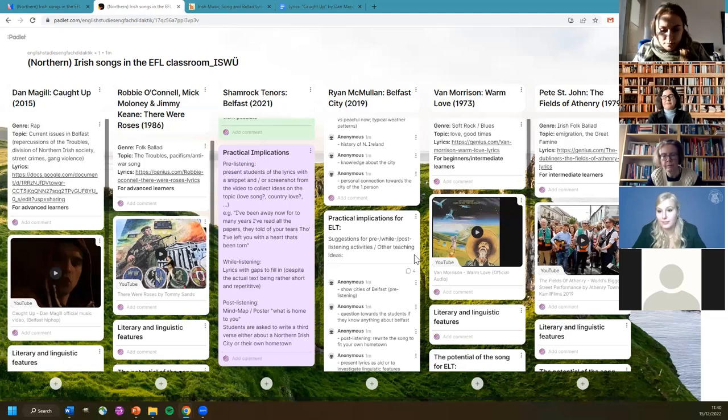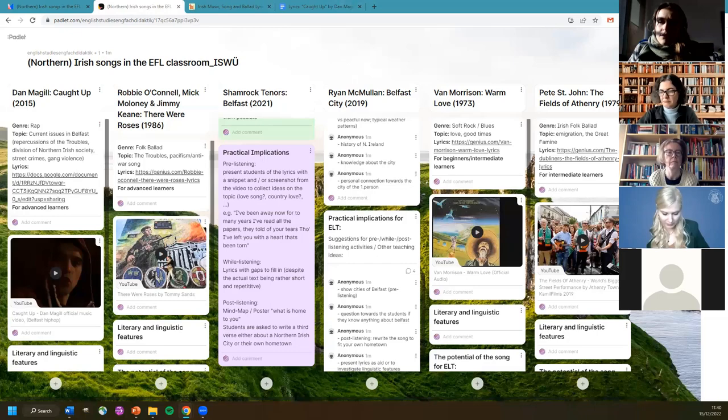We also have the opportunity to hand the lyrics out for the students for easier understanding, especially if the vocab building isn't as advanced yet, and also to make it easier for the students to identify linguistic features.